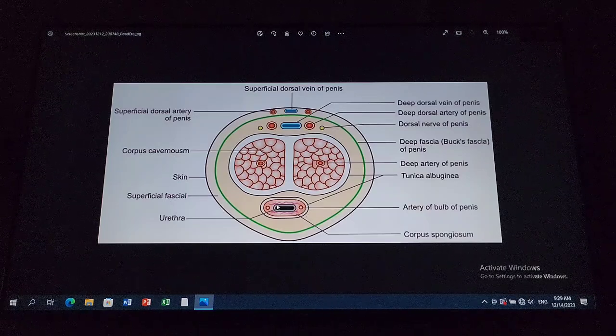You see in the spongiosa that the artery of the bulb is responsible, where here we name it as the deep artery of the penis. And all are branches of what we call the internal pudendal artery, together with the deep dorsal artery of the penis.